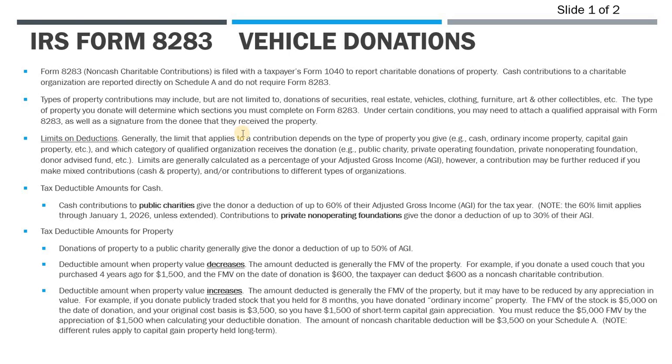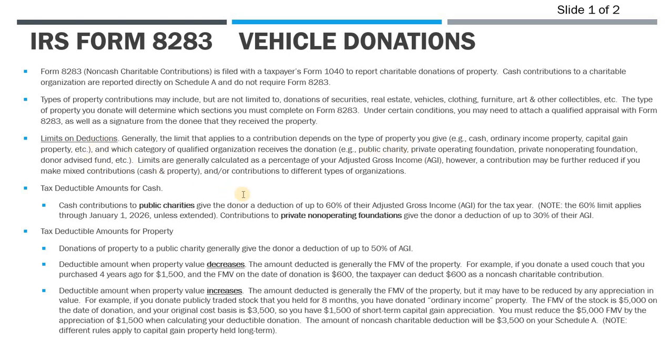Now, under certain conditions, you might need to attach an appraisal to this form. And that's what we're going to see with our vehicle donation example: the taxpayer got an appraisal so they could figure out what the true fair market value was, because that's the amount that we're going to be claiming a deduction for. Now, in other cases you don't need an appraisal. We'll talk a little bit about some examples there, but in this example, we will need to have one.